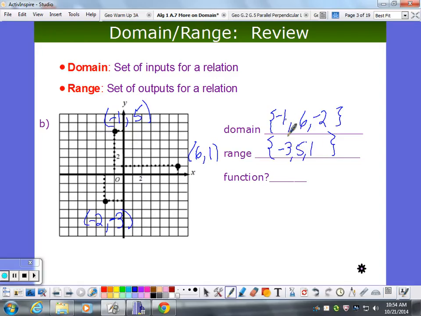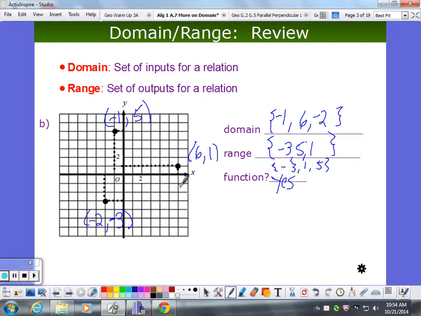And again, this order, we're not applying a mapping here. I could have written this as -3, 1, 5, right? And it doesn't apply an ordering here, a mapping. Is this thing a function? Yes. See, because every input has one and only one output.